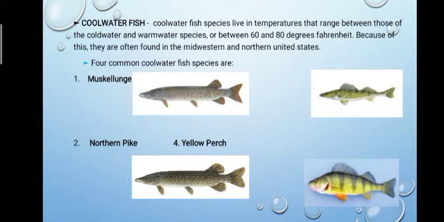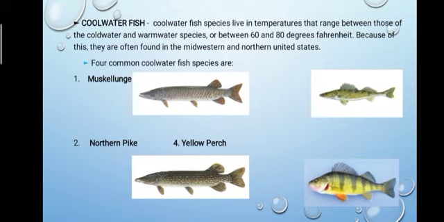There are four common cold water fish species. It includes muskellunge, northern pike, walleye, and the yellow perch. The first common cold water fish is the muskellunge. It is a Canadian informal name for the muskellunge: muskie. So muskellunge is a large pike that occurs only in the Great Lakes region.